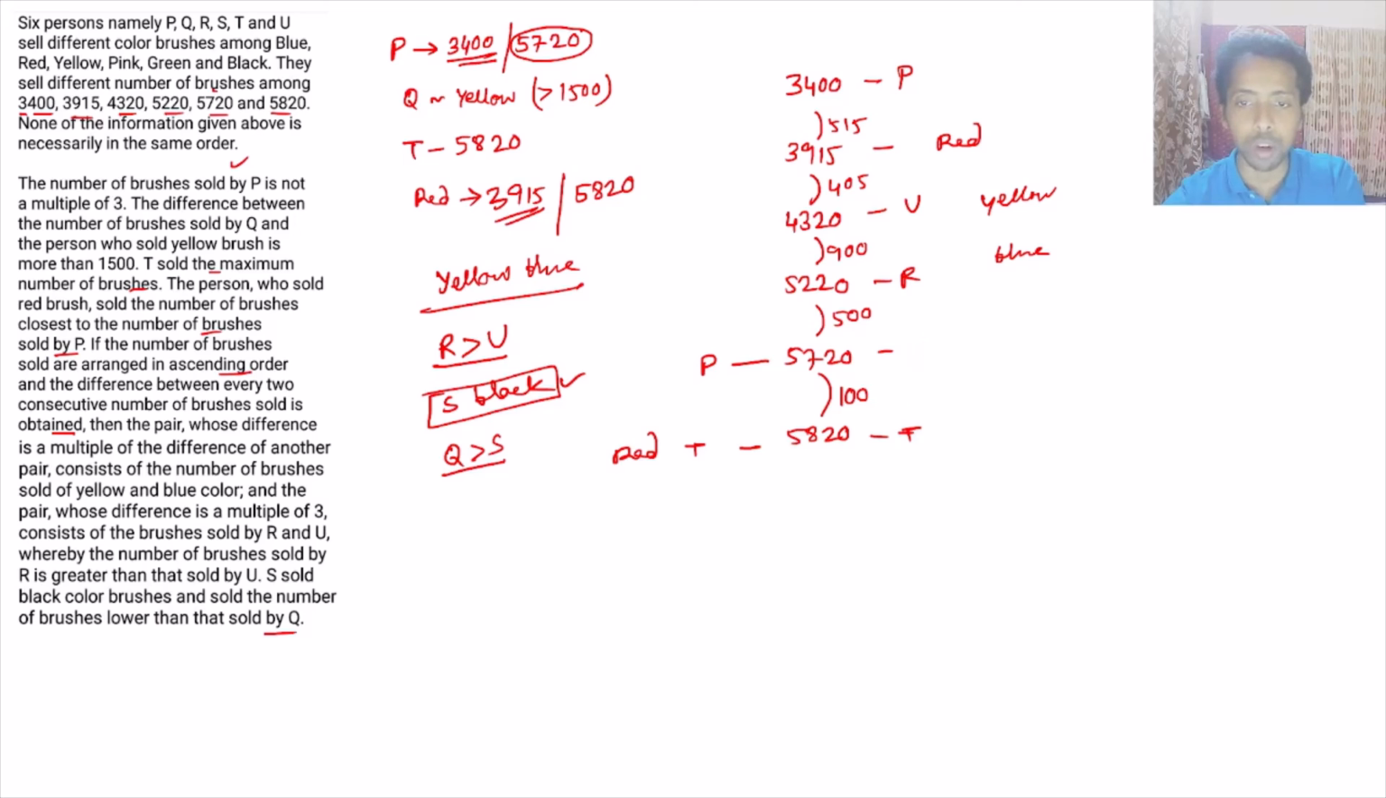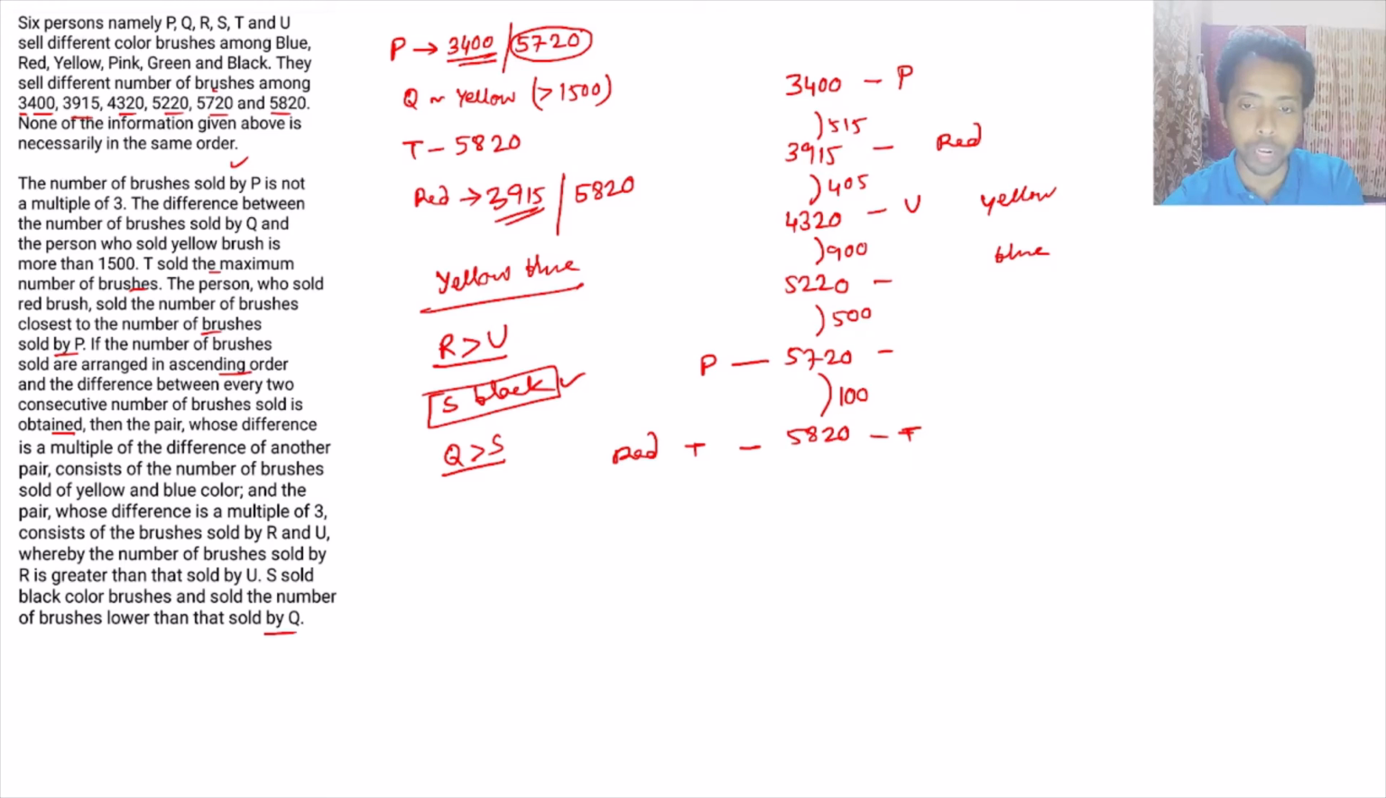S black is not there. Similarly, if I say that blue and yellow, if we just interchange this position, S black comes here, then also we cannot put Q because T is already occupied, 5820, the only number which is more than S, and we have to satisfy that Q is greater than S. So that condition would also violate.